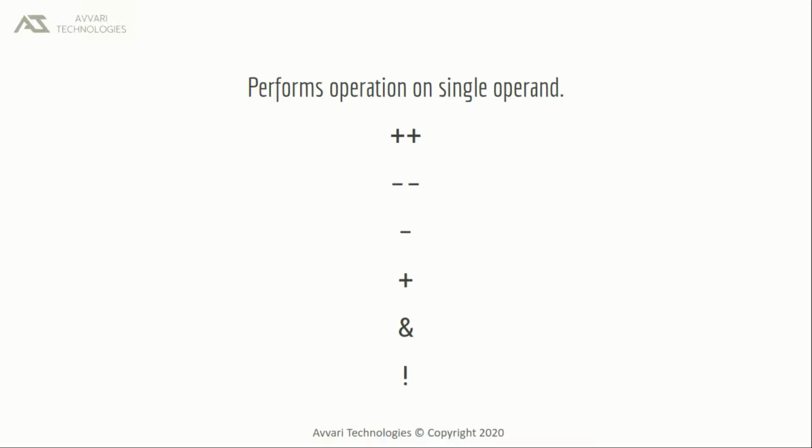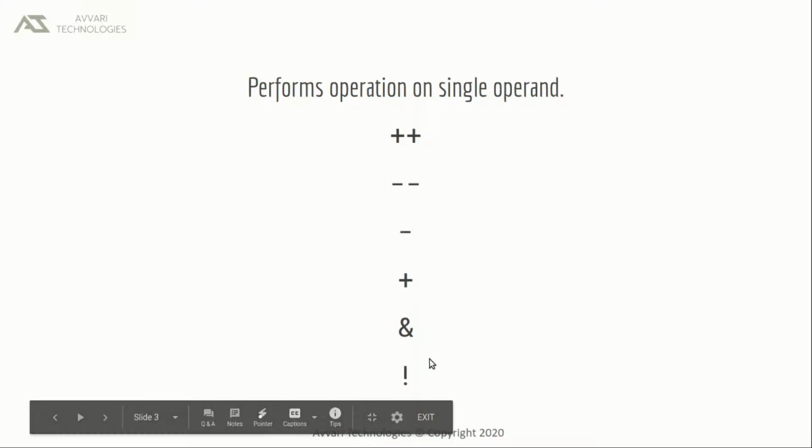Unary operators perform operation on a single operand. Here is a list of important unary operators, that is increment, decrement, minus, plus, address of operator and not operator.